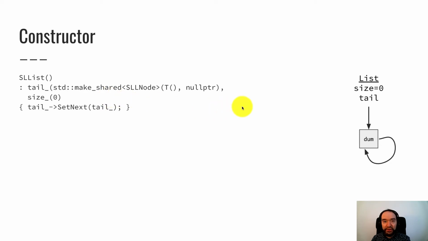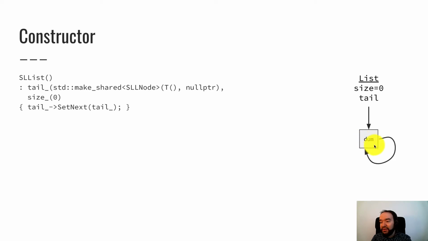So the goal of the constructor is to initialize all the data members into a valid state for an empty singly linked list. On the right, we have a sketch of what this should look like after we're done. So we need a list object. Size needs to be the number 0. We need a tail pointer that points at a single node called the dummy node, and the dummy node has an element data member that we're going to leave unused. It's not holding anything important, and it has a next pointer that needs to point at itself.